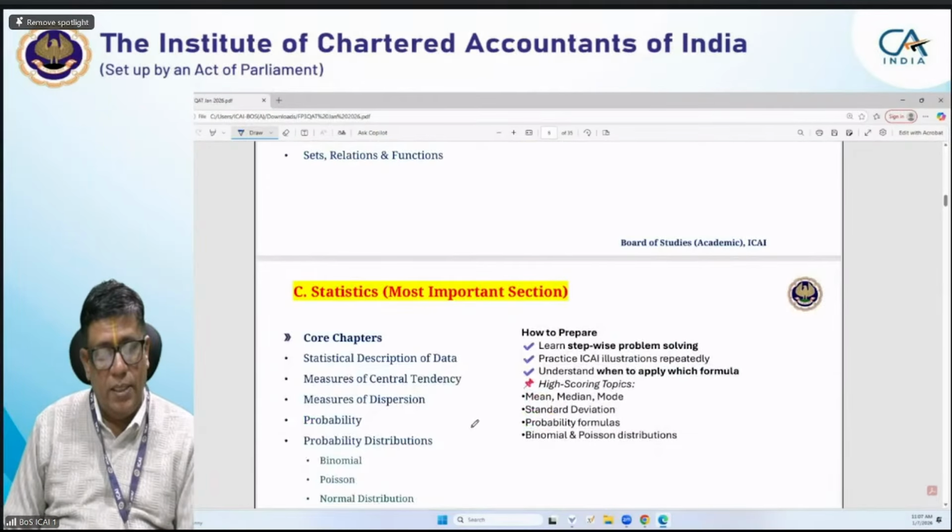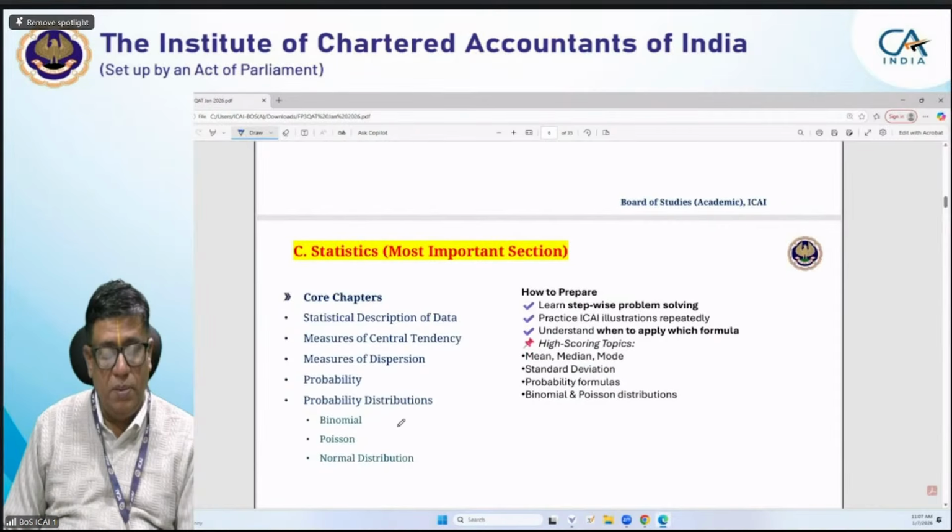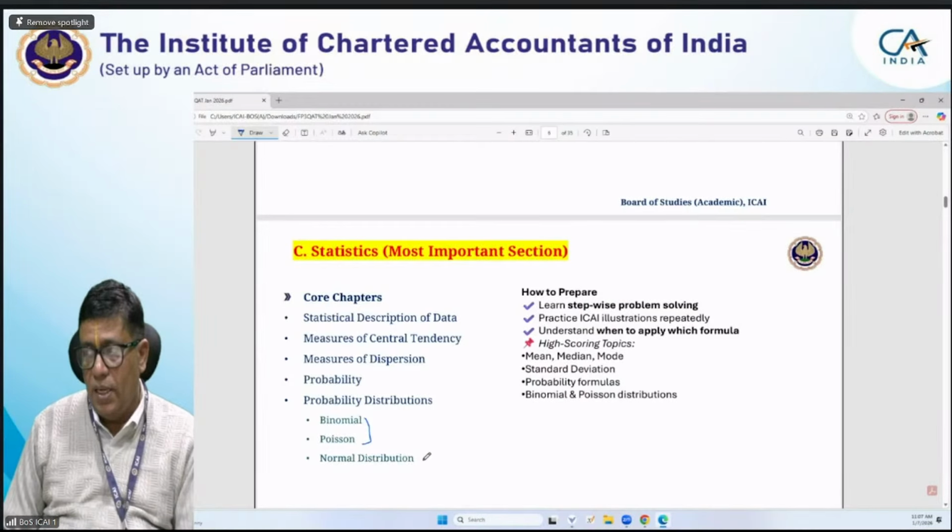Next, statistics: statistical description of data, sampling, and measures of central tendency and dispersion form one part. Probability is an important part. Next is probability distribution. Two of these are discrete distributions, and the normal distribution is a continuous distribution.